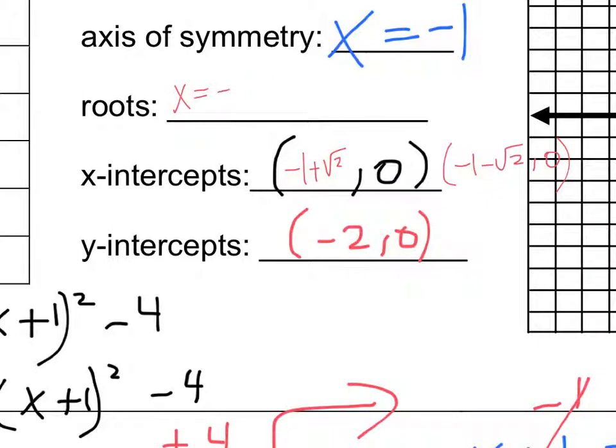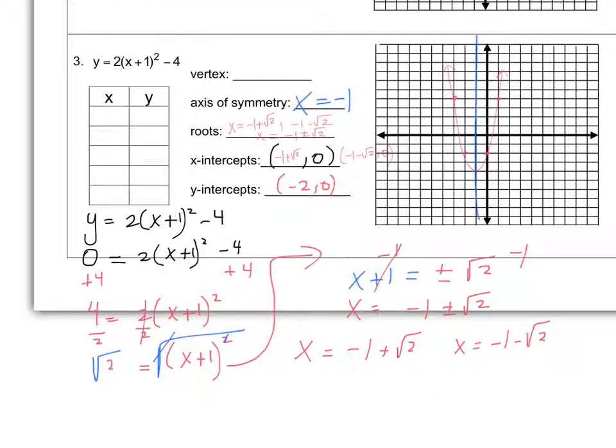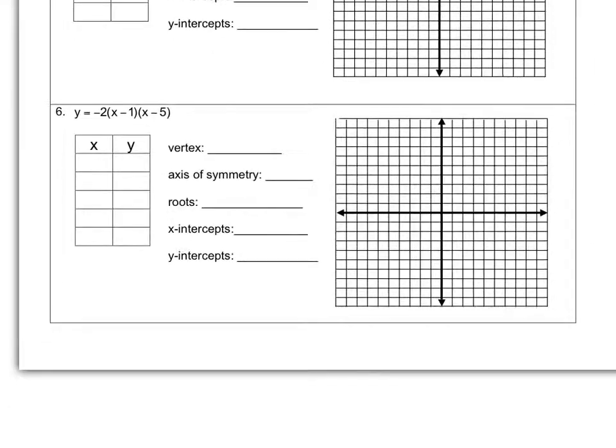Now, as for the roots, you can say negative 1 plus radical 2 comma negative 1 minus radical 2, or you can just write it as negative 1 plus or minus radical 2. It's up to you. I will take both answers. So this is how you would do the x-intercept algebraically if you do not have it as a pretty point. Now let's move on to root form. So let's do number 6.